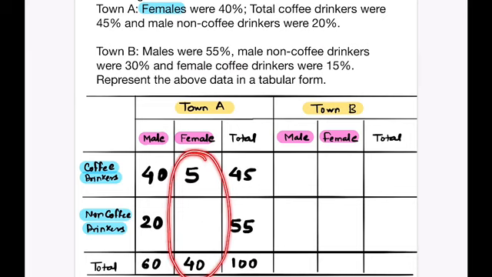We could also find 35 this way. Total females are 40%. Out of that 5% are coffee drinkers. So rest 35% will be non-coffee drinkers. In this way we can cross check our answer.